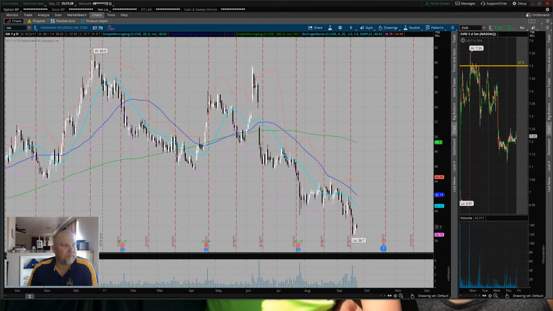I pulled up Hawaiian to take a real quick look for you. Right here, upper left of the screen, Hawaiian Airlines, HA. And here are a couple of things that I see from a technical standpoint on the airline. Obviously there's a high point right there at 60.9.